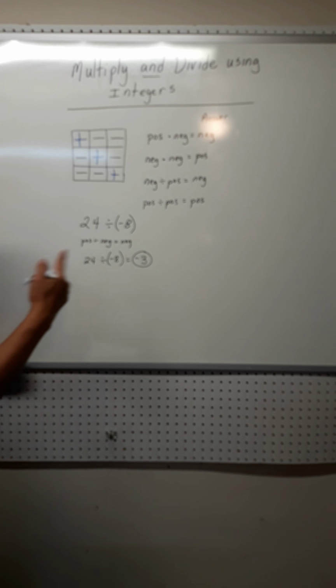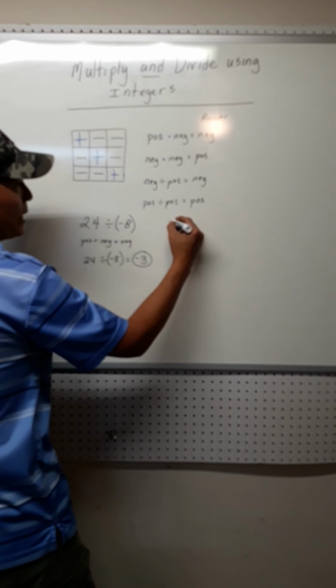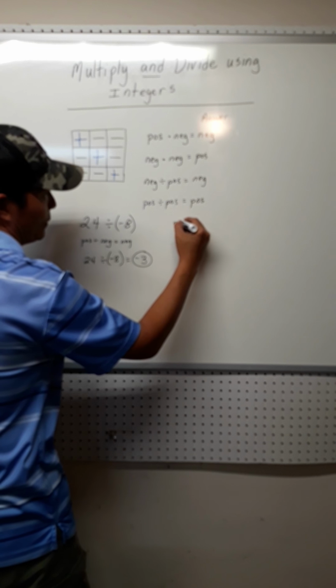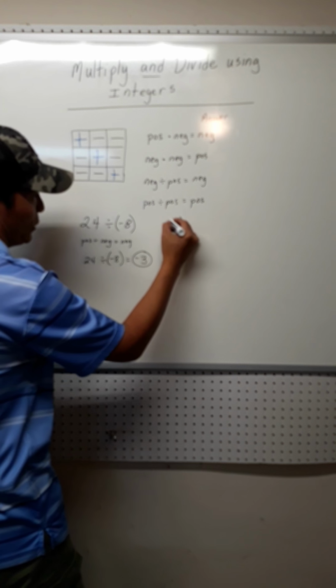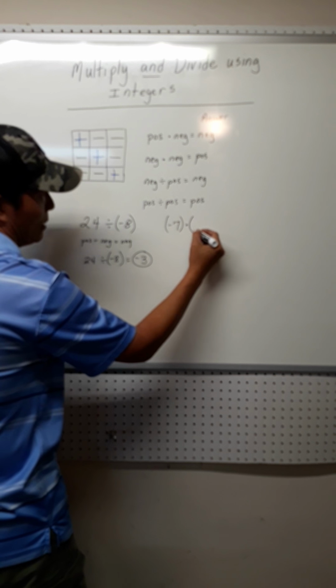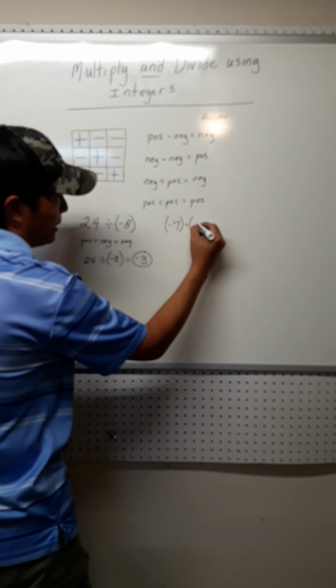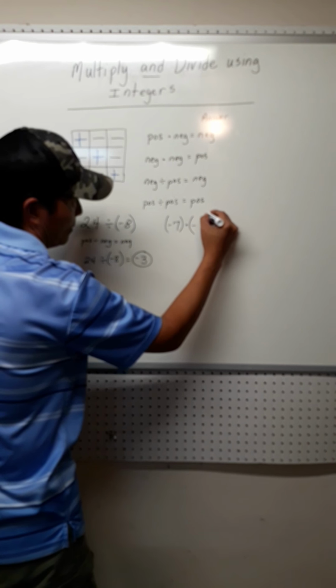Let's say we have another example and we'll do multiplication. So this is just a regular division. Let's say I have negative 7, I'm going to protect it in parentheses, times a negative 5, in parentheses.